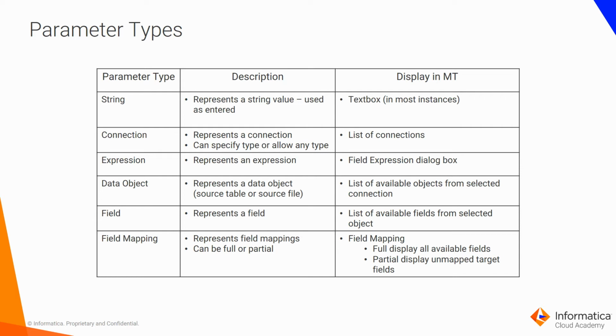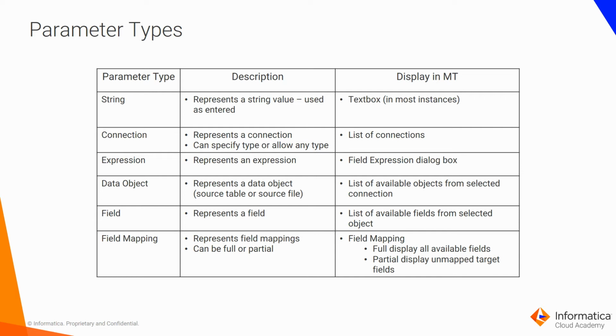A connection parameter represents a connection. You can specify the connection type for the parameter or allow any connection type. In the task, the parameter displays as a list of connections. If the connection type was limited to a certain type, then the list of connections will be limited to only connections of that type. An expression parameter represents an expression. In the task, the parameter displays the field expression dialog box.